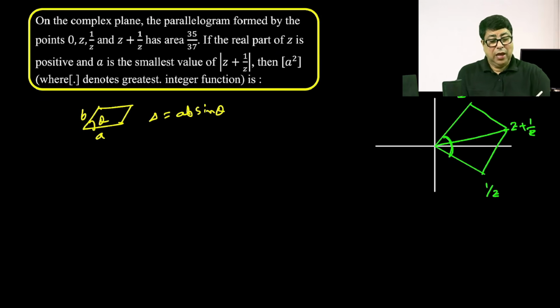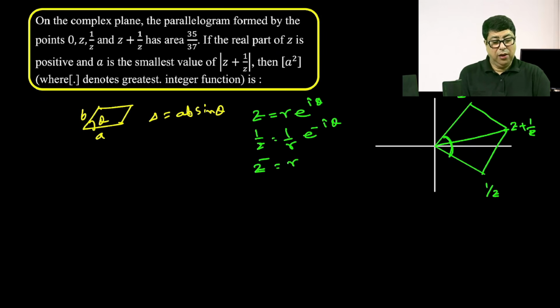we are drawing this, and let z equal to r into e to the power i theta. Then 1 by z is what? 1 by r into e to the power minus i theta, and z bar is coming r into e to the power minus i theta. Okay, now we are going to the area. Area is given 35 by 37. So area is coming what?